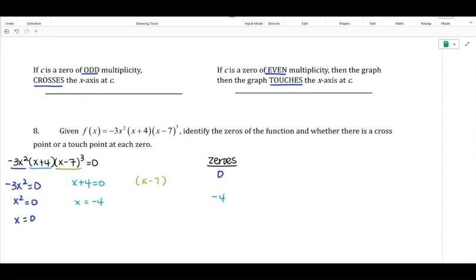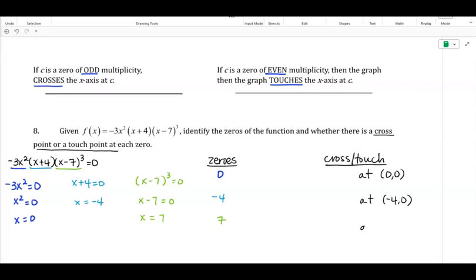And when we take the factor of x minus 7 cubed and set it equal to 0, we can simply drop the cube by cube rooting both sides. We get a zero of 7. The next thing we want to identify is whether the graph crosses or touches the x-axis at each one of those points, because we do know that each one of those gives us an x-intercept. So we have an x-intercept at 0, 0. We have an x-intercept at the point -4, 0. And we have an x-intercept at the point 7, 0.